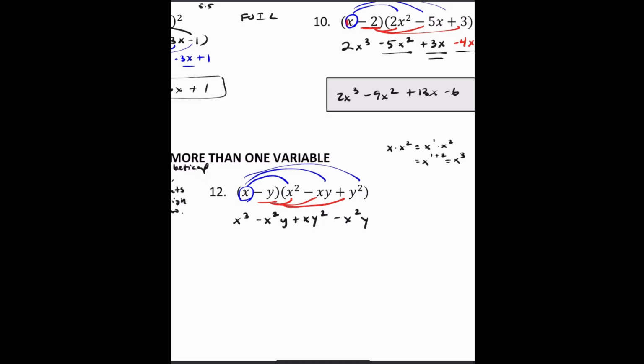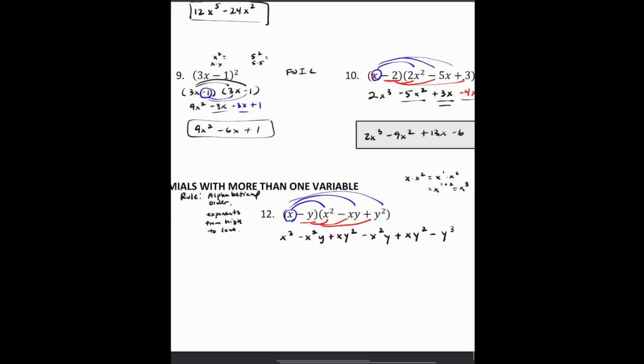Next, we have negative y times negative x times y. So a negative times a negative is a positive, so plus. And then y times xy, that's just xy squared. Okay? Then lastly, we have negative y times positive y squared. Negative times a positive is a negative. And y times y squared is y to the third power.